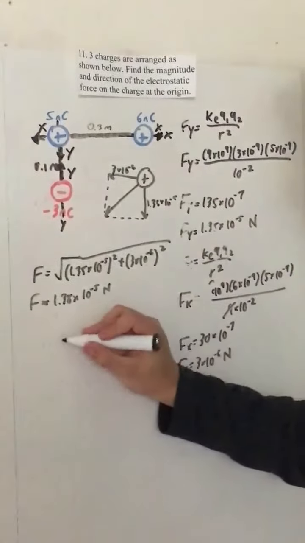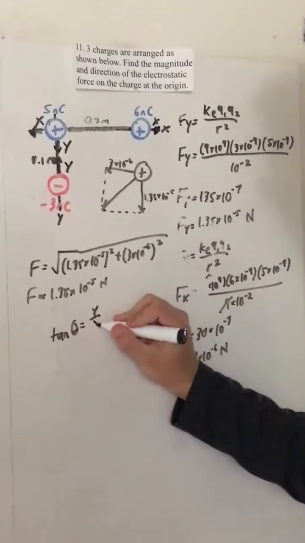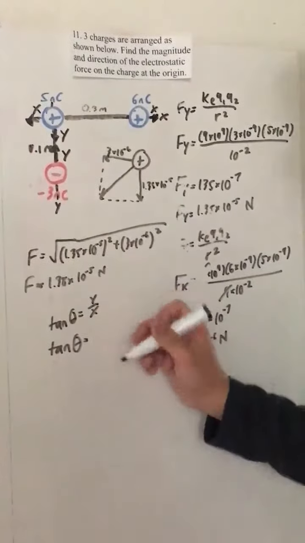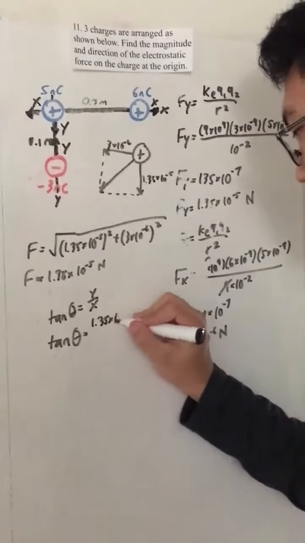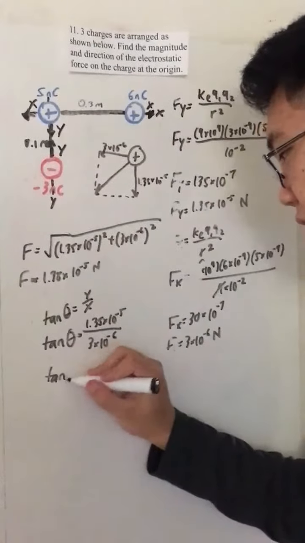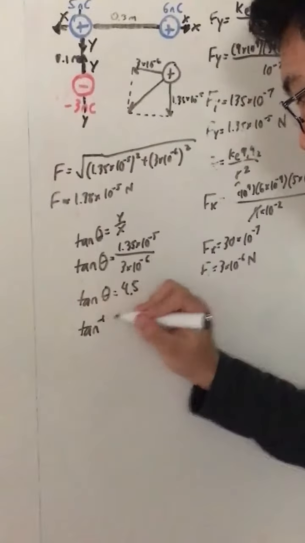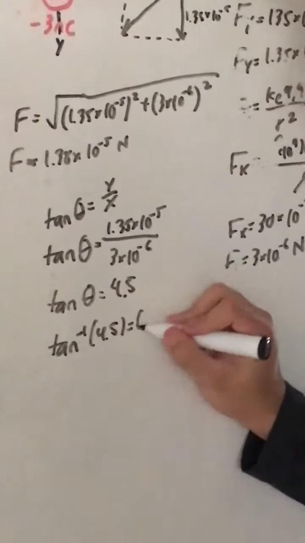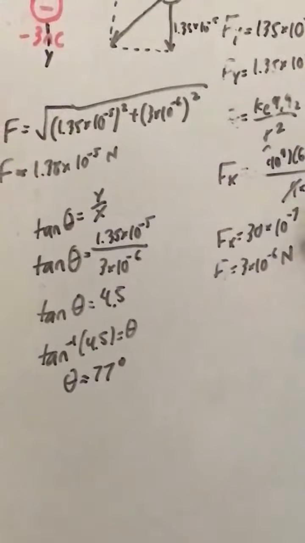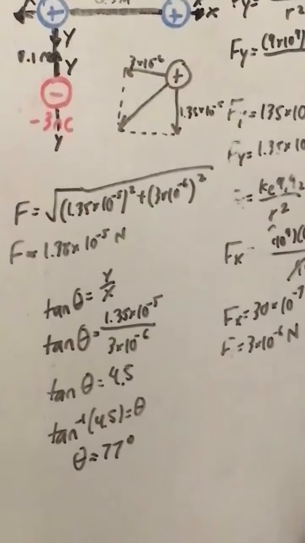Now to find the angle, we need to do tangent theta equals y over x. So all I do is take force Y, which is approximately 1.35 times 10 to the minus 5th, and then we take force X, which is approximately 3 times 10 to the minus 6th. If we divide this, it's exactly 4.5. And now we find the arctangent of this, and theta is approximately equal to 77 degrees. And remember, this is 77 degrees below the negative x-axis.